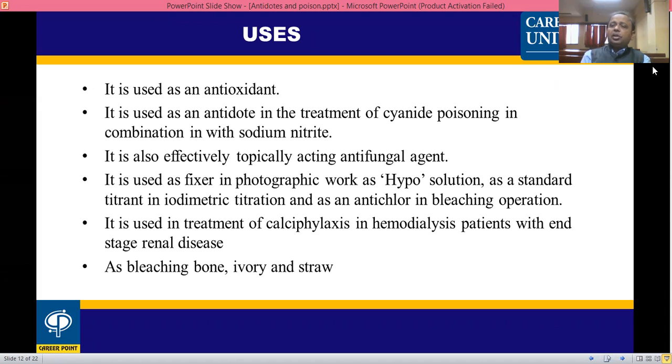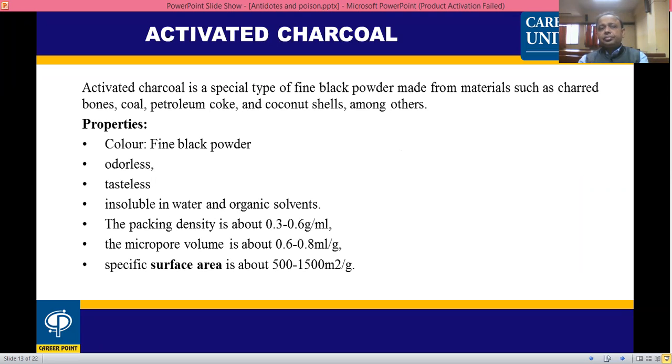It is also used in fixation of photographic work as hypo solution, as a standard titrant in iodometric titration, and in anti-chlorine bleaching operations. It is also used for calcification in hemodialysis patients with end-stage renal disease, and to treat calcification. There are different applications of sodium thiosulfate.